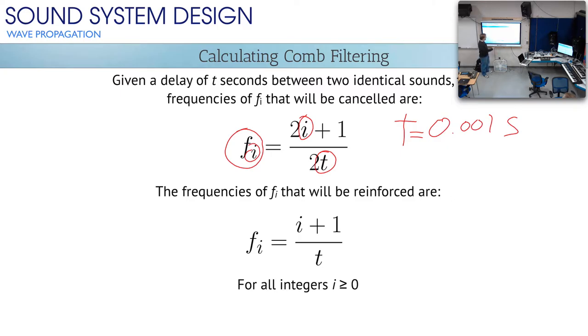Now, for reinforcements, it's a little bit different. You still have the FI. You just remove the 2s, basically, and you'll get the reinforcement. The first frequency to reinforce would be 0 plus 1. So 1 divided by 0.001 would be the frequency that reinforces. This is not horribly difficult math. This is basically the same math we were doing last week. It's just looking at it a slightly different way.